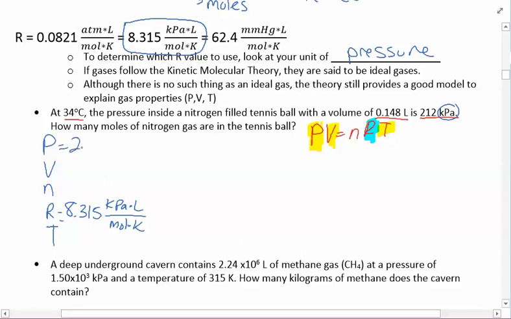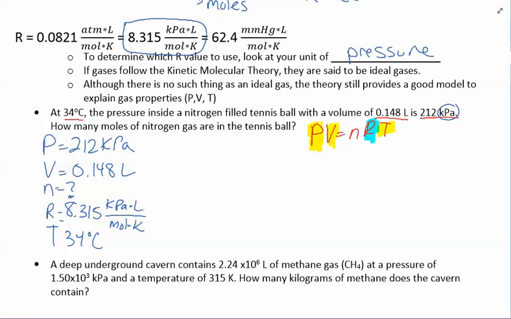Our pressure is 212 kilopascals. Our volume is 0.148 liters, and our temperature is 34 degrees Celsius. N is going to be what we solve for. N is quite often the most common variable solved for in these types of equations. However, you could solve for anything else, even R sometimes.